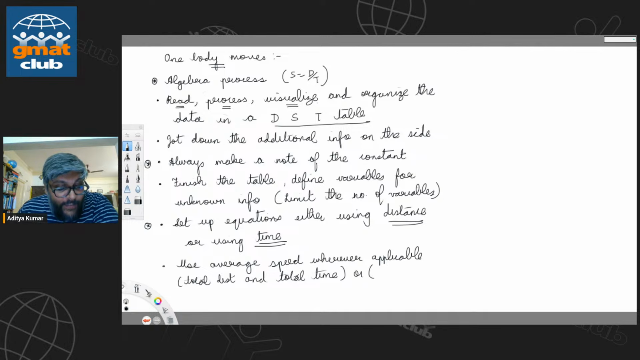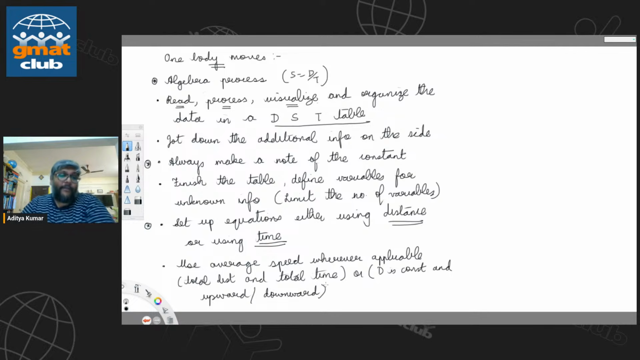Or if they give me the distance is constant and they give me the upward and the downward journey speeds, I can make use of average speed. Again, the average speed process of working should only be used when you have these pieces of information available to you. Got it? So I've put in a structure here.